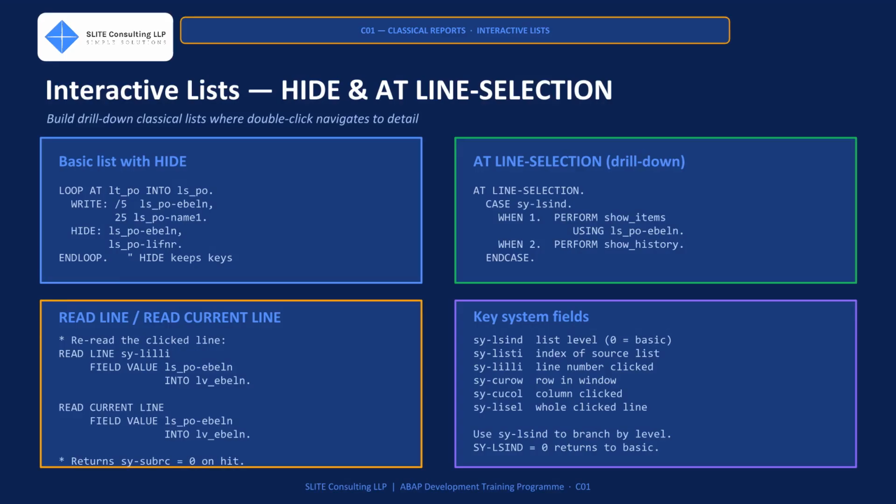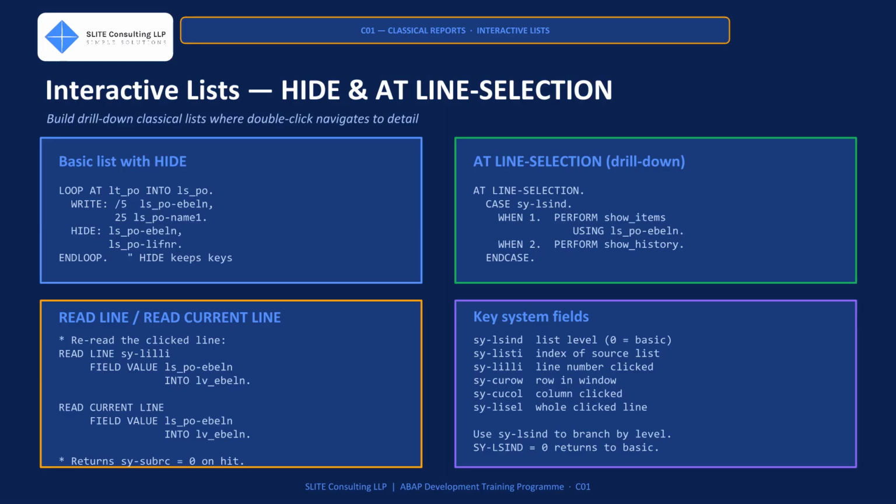Classical lists support interactive drill-down. The user double-clicks a summary line and sees detail for that row. This is the AT LINE-SELECTION event combined with the HIDE statement. In your summary list, after writing each line, use HIDE followed by the field you want to associate with that line. HIDE ls_vendor-lifnr. The HIDE statement stores the field value invisibly, attached to the line just written. You can hide multiple fields on one line.